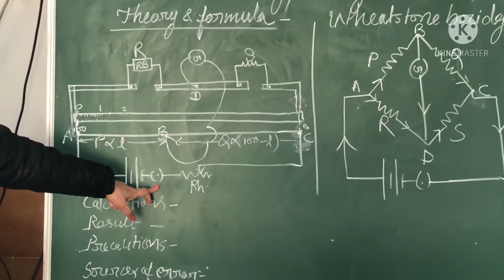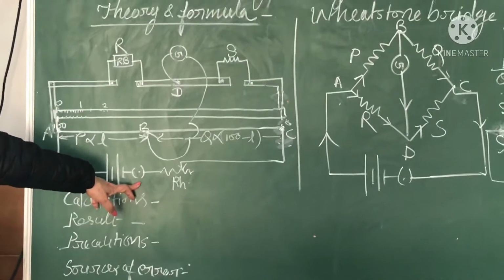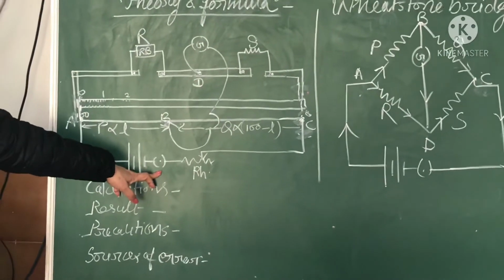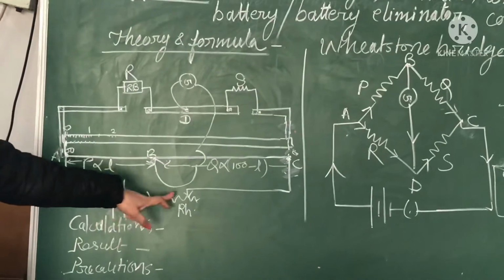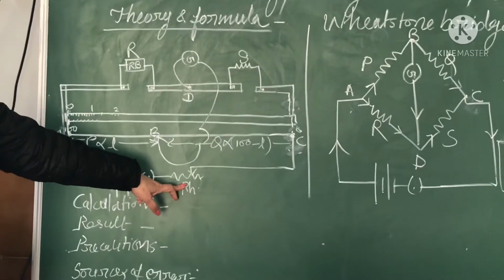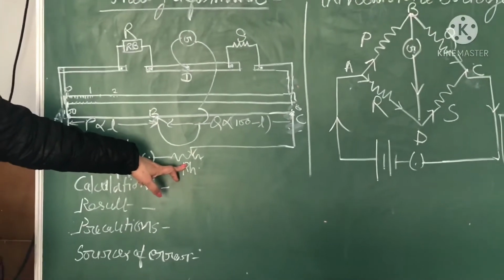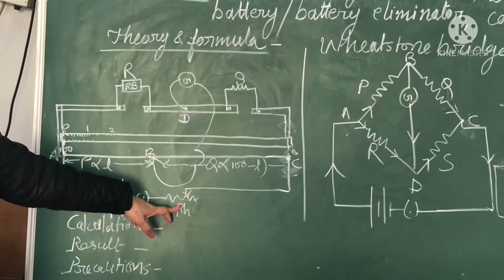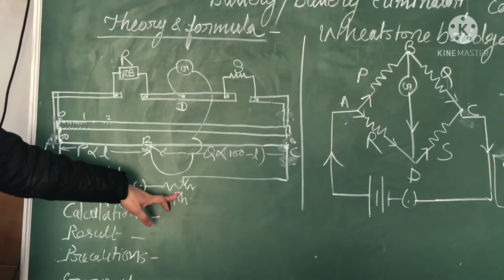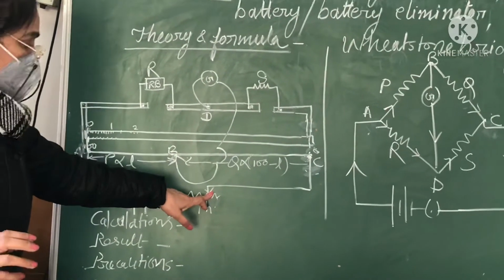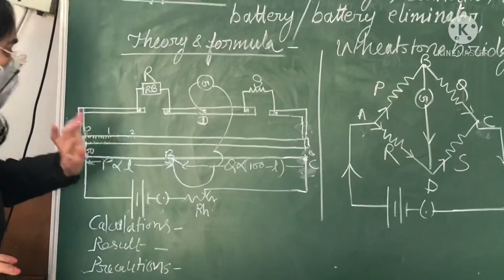If you are using a battery eliminator, there is no need of the key because you can switch the circuit on and off. The switch is already given here. It is connected to the rheostat. We have not connected the rheostat inside the lab because without connecting the rheostat we are already getting both side deflection. And this variable end is connected to point C.